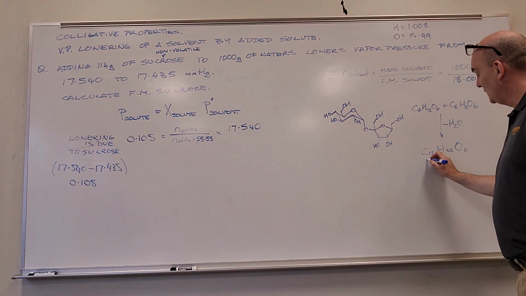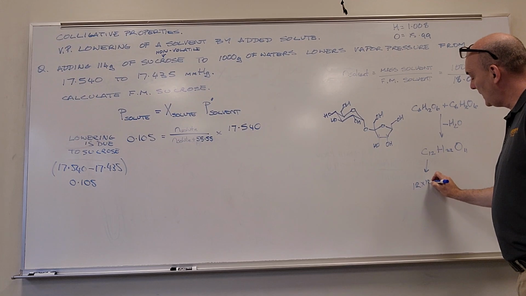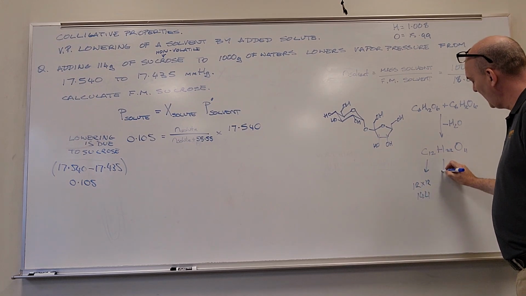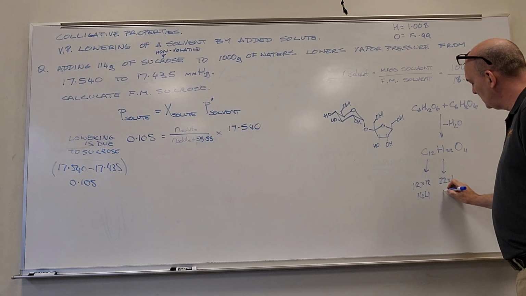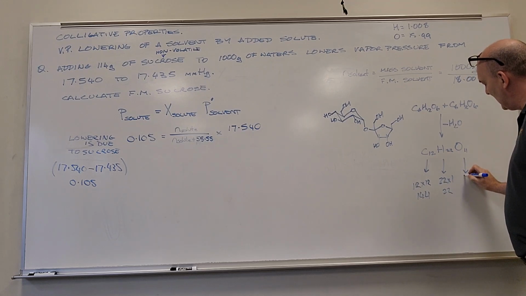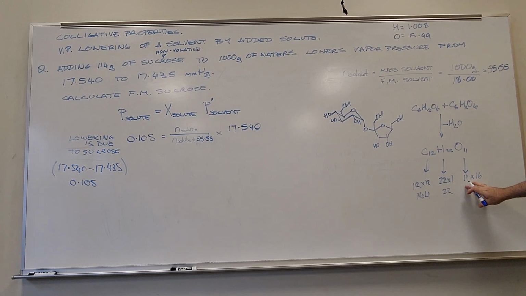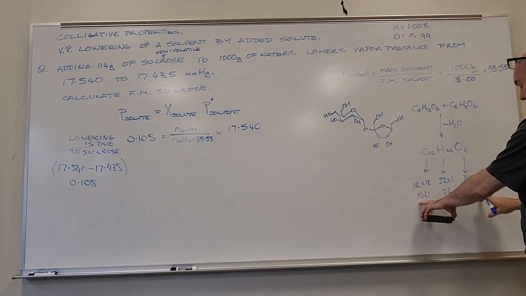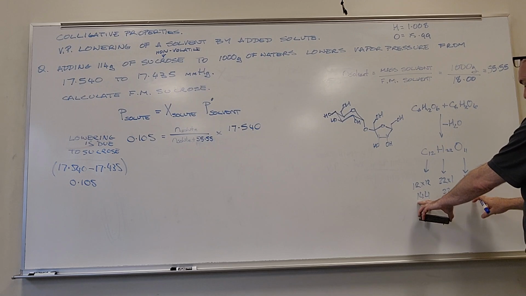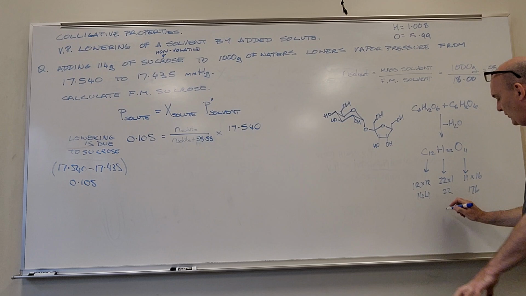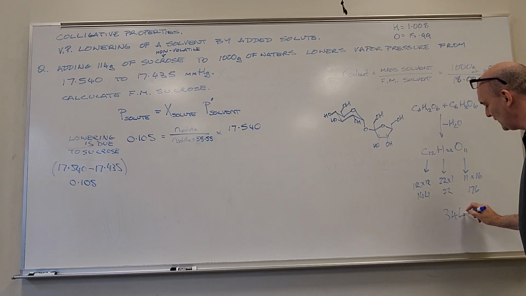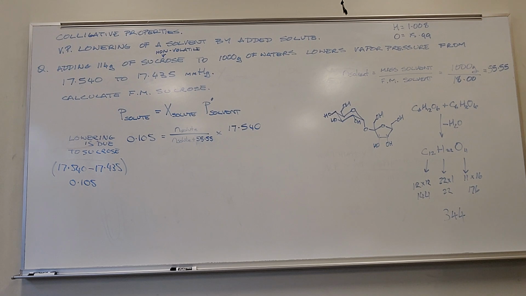12 times 12 is 144. 22 times 1 is 22. And 11 times 16 is 176. 144 and 6 is 150. And 70 is 220, 320, 344. Is that your answer?